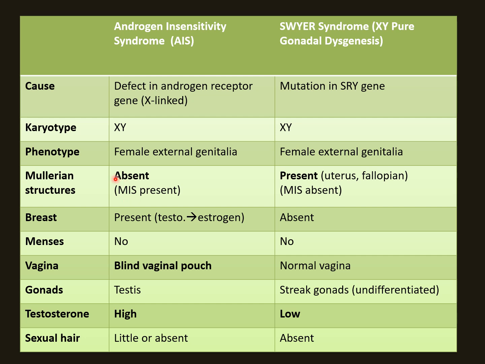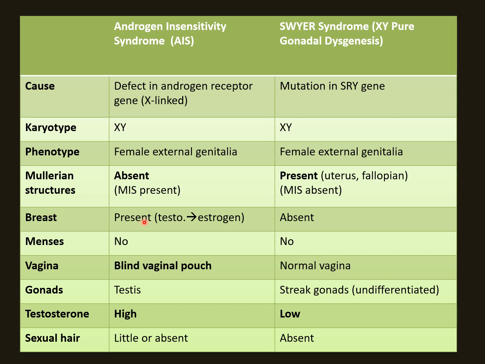So in this case, the Mullerian structure will be inhibited and will be absent. No uterus, no fallopian. In the case of XY pure gonadal dysgenesis, the Sertoli cells will not be stimulated and they have absent MIS, so no MIS, no Mullerian inhibiting substance. So if you let go, normally will develop internal female structure. There is nothing to inhibit, so they will have uterus, fallopian tube.